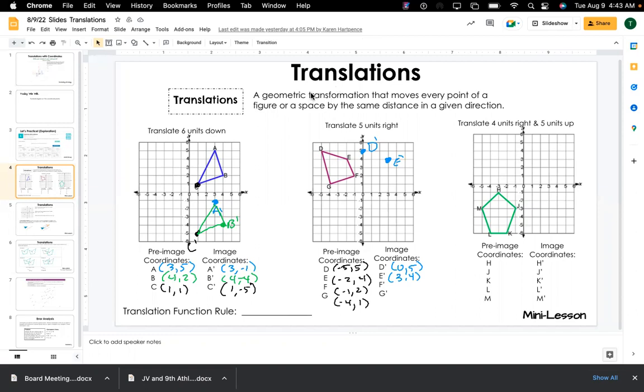I'm going to use another color. Okay, F, I'm going to move it over 5 units. So that's going to be 4, 2. I apologize for that handwriting. It's just so tiny. 4, 2. 1, 2, 4, 5. That's F.